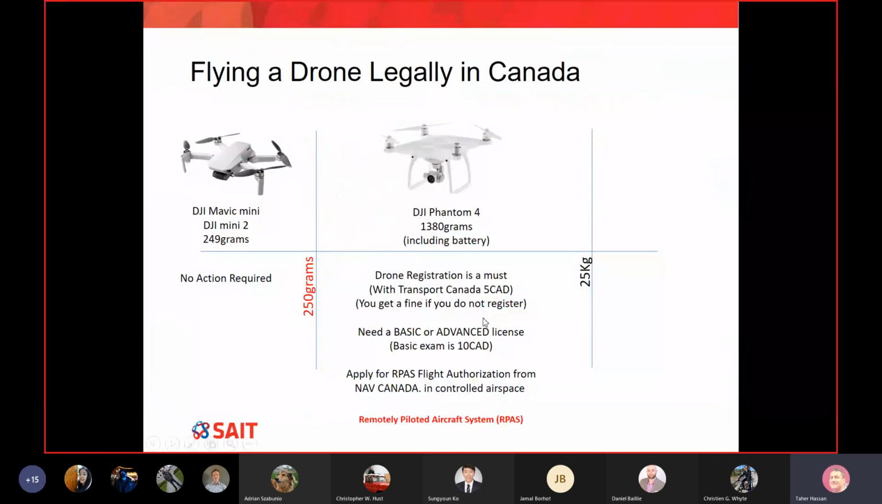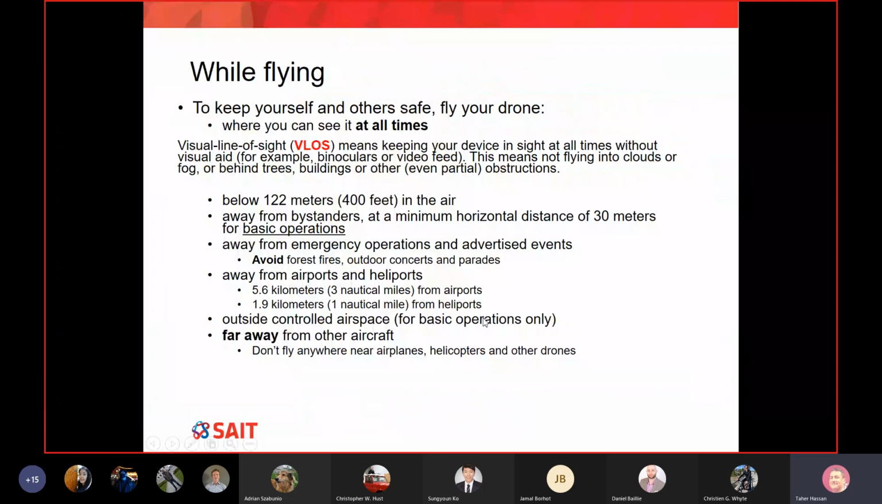Okay, now let's switch back to our slides, and we're almost there. So now let's say everything is ready. I need to fly my drone. There are some basic rules that you have to abide by, okay? The main idea here is to keep yourself and others safe. That's the main rule. Keep yourself and others safe while flying your drone. And this includes a few items.